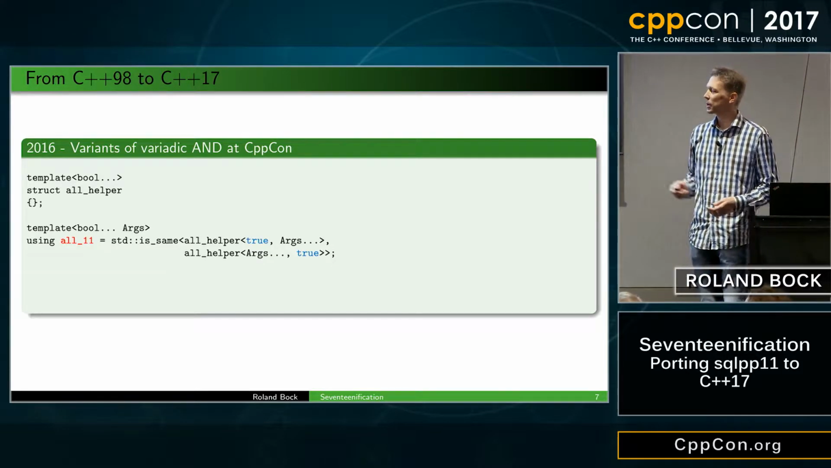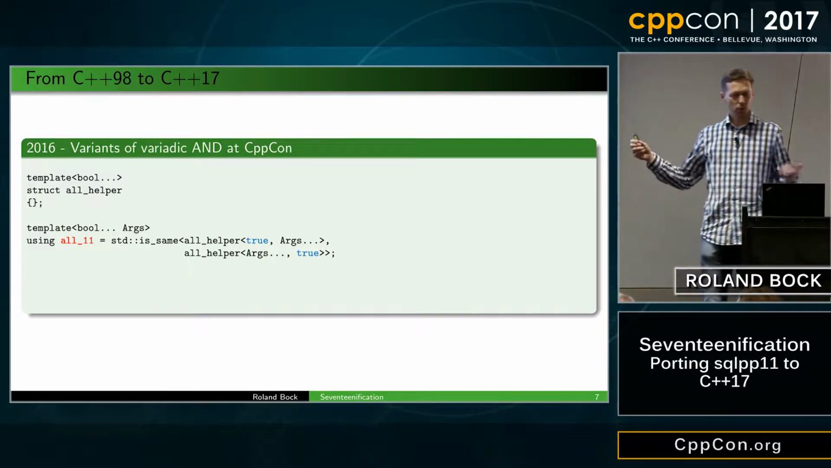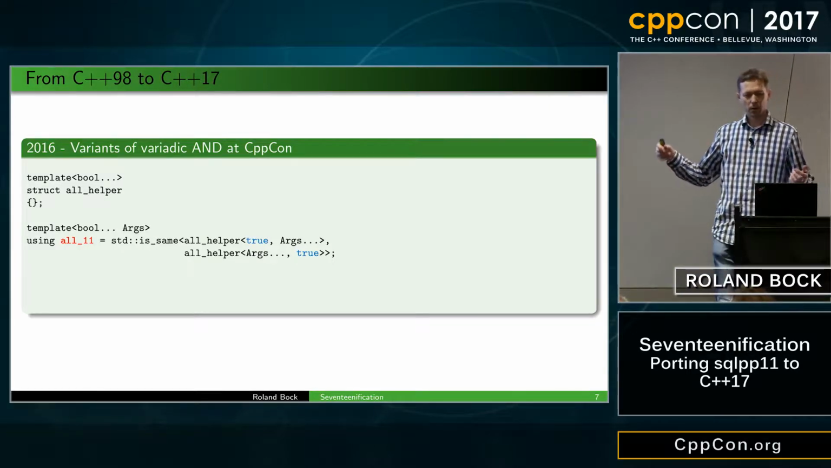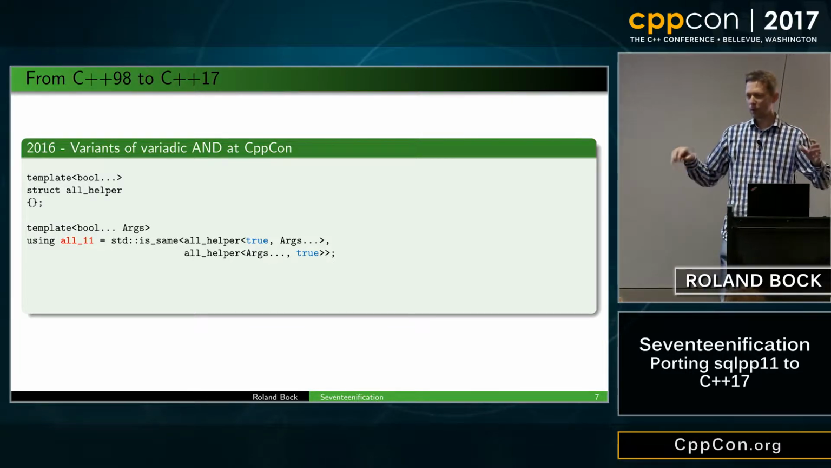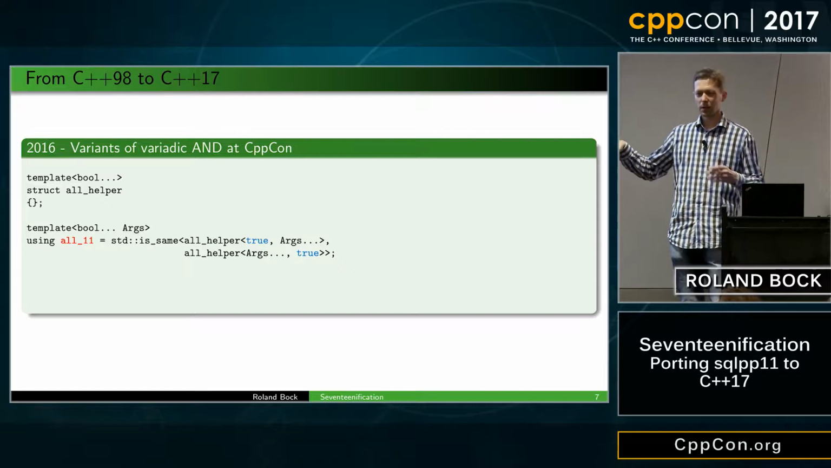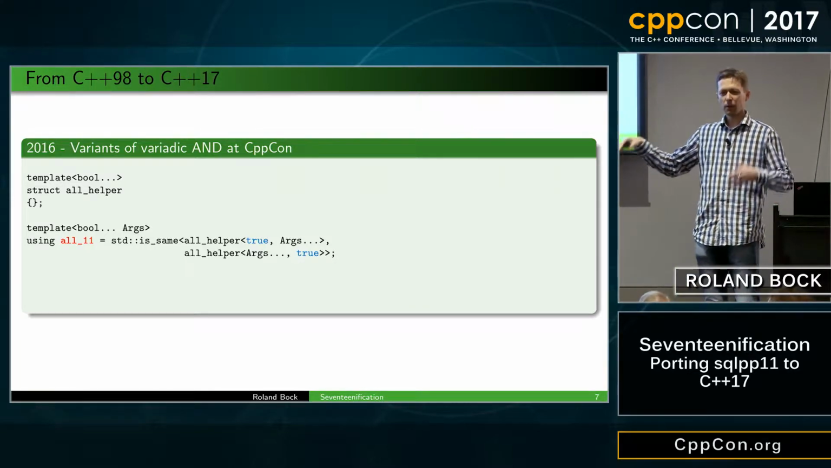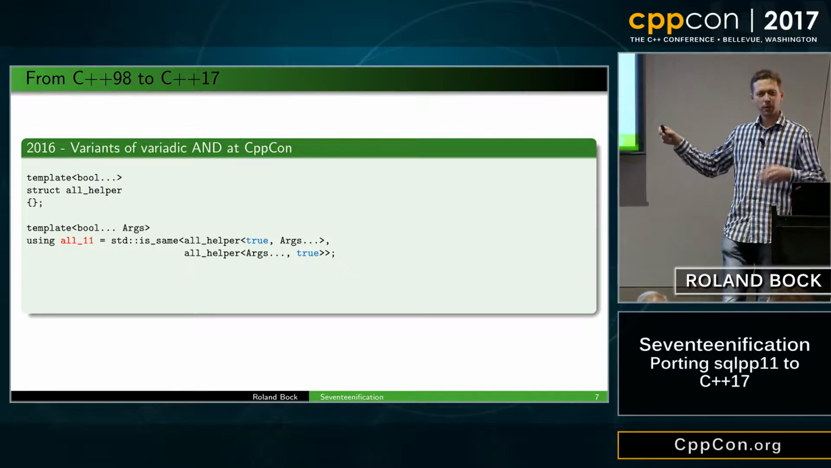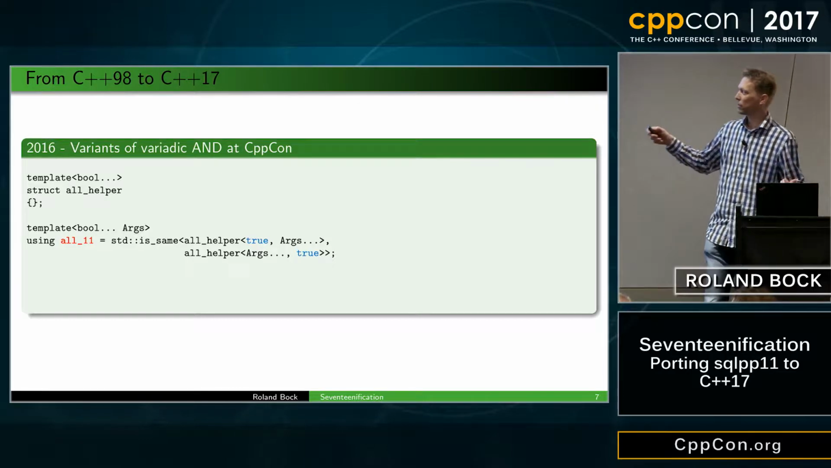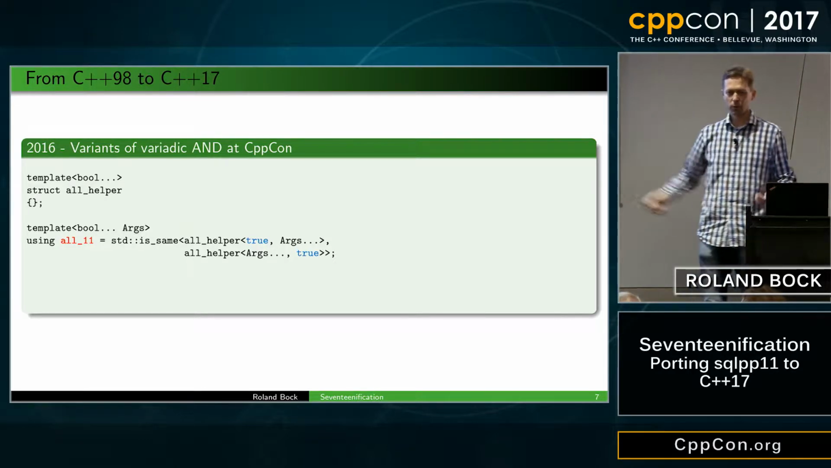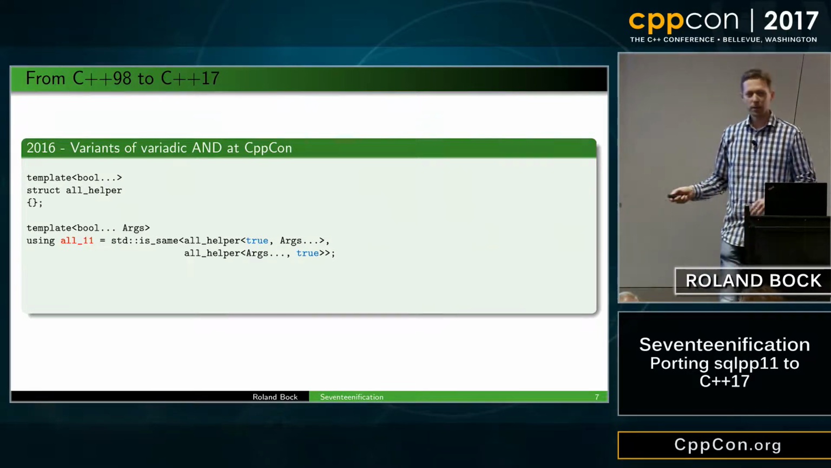One is for C++11. You write a small helper that takes a bunch of bools, and then you instantiate this helper the first time with bool and all these arguments, and the second time with all the arguments and bool at the end. If and only if all the arguments are true, then these two helpers are the same, and then it returns you the result. That is, as far as I know, still the fastest way to do it.